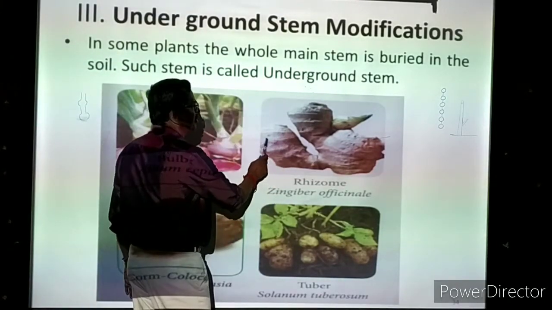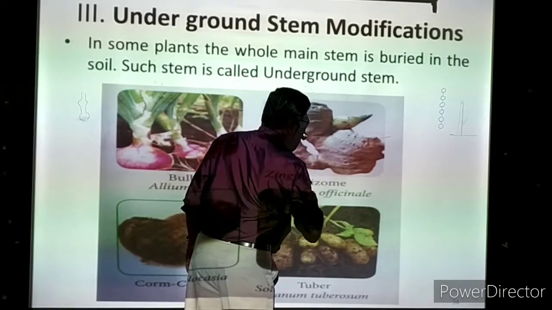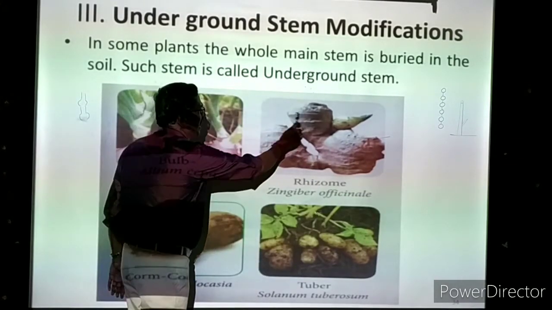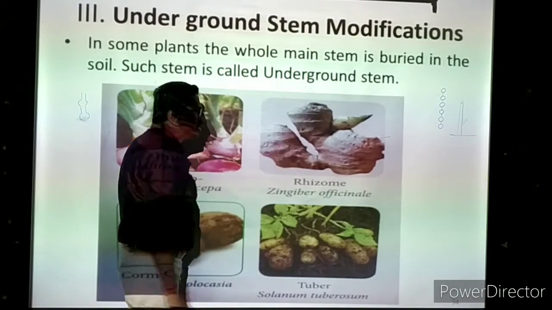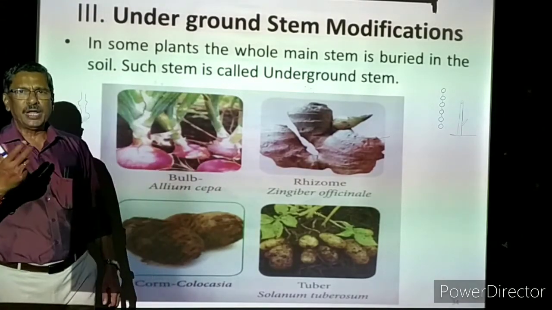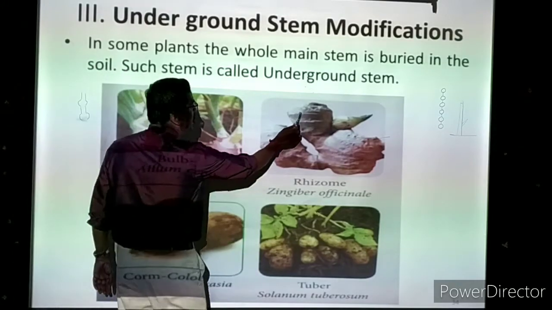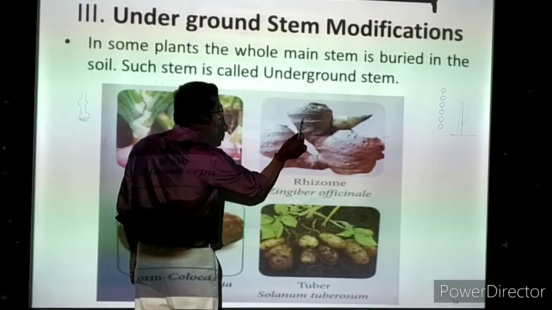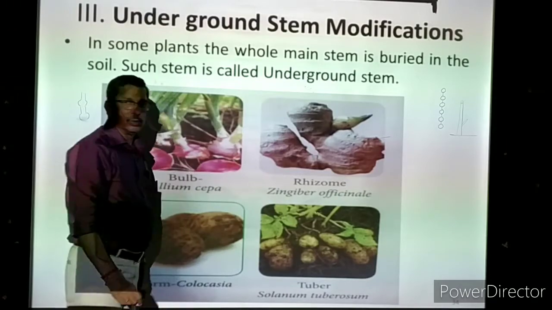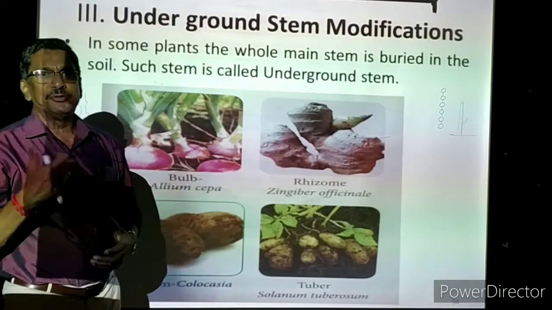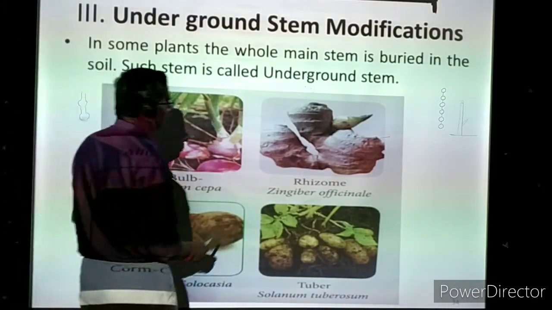What we are consuming is a stem. It is totally buried in the soil. It has some lines and is brown in color. If you take one and wash it well, you can see thin lines. Each line is called a node. The region in between two nodes is called an internode. So the stem is storing food.